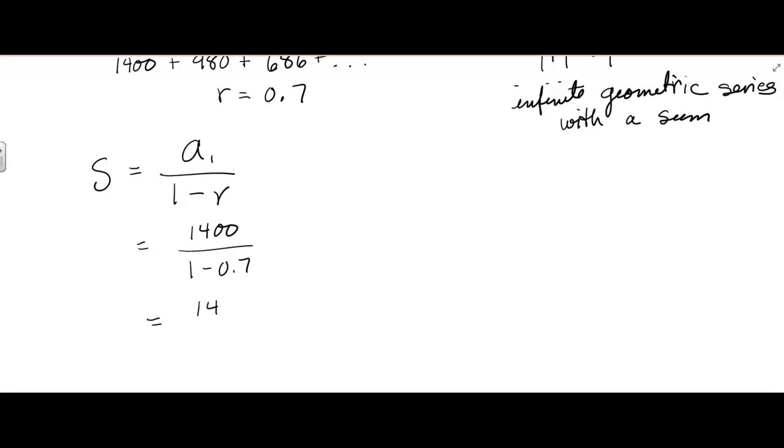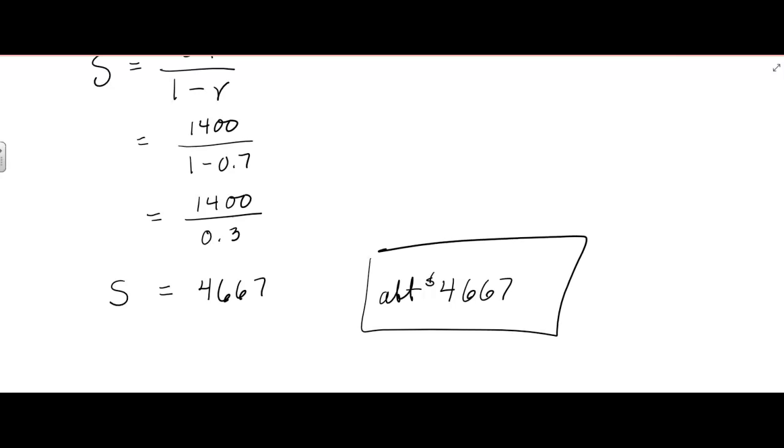Well, if you do 1 minus 0.7, you're going to get 0.3. And then you can simply do that division on your calculator. So we're going to say the total effect is 1,400 divided by 0.3. Okay, so we get a bunch of sixes, but if I go to the nearest dollar, $4,667. So about $4,667 would be put into the economy. Okay? All right, so that's the tax rebate problem.